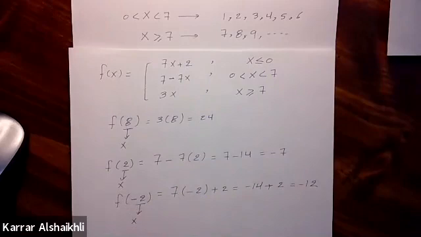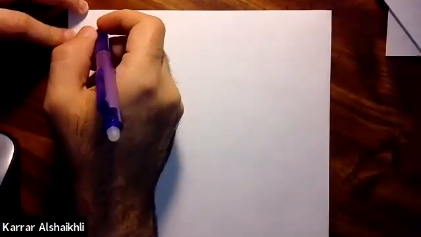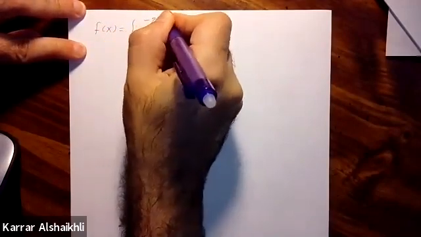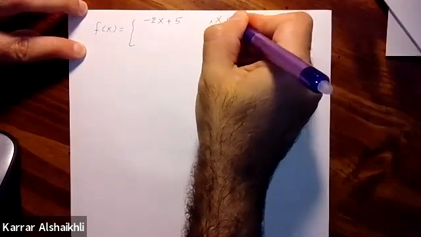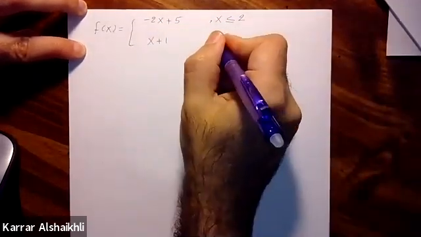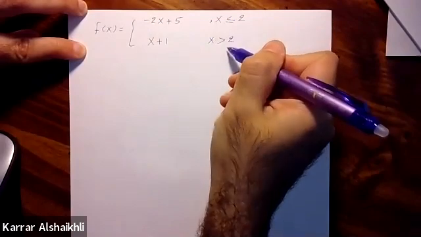That's it. If they ask you about these pieces, this is the piecewise function and how to evaluate it. Now, next step, we're going to learn how to graph the piecewise function. Let's graph this one. F of x equals two pieces: the first piece is -2x plus 5 when x is less than or equal to 2, and the second piece is x plus 1 when x is greater than 2. You see the equal sign exists in only one of these conditions. If it exists here, it's not going to exist on the second condition.